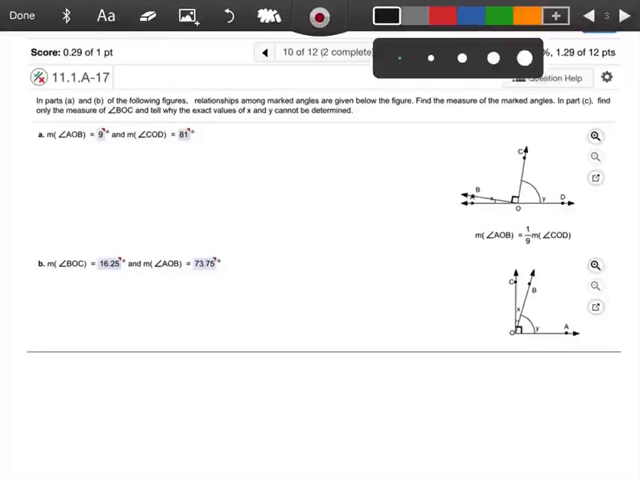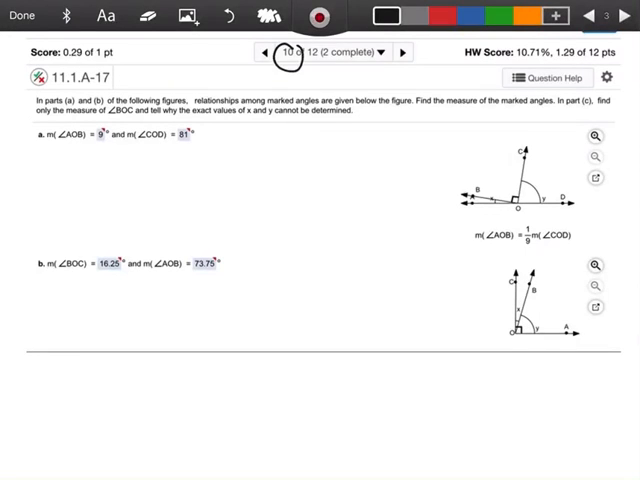This is number 10 out of 11.1, and we're trying to figure out how to do it. There are 3 parts to this. Let's see if we can do the first part. One thing I want to mention is in the first angle here, we know that this angle here is a straight angle, so that's going to add up to 180 degrees.